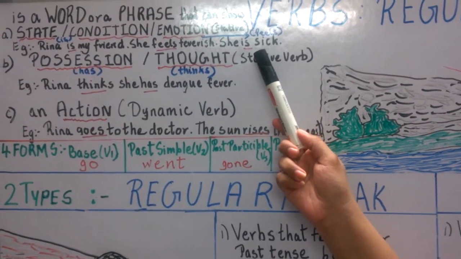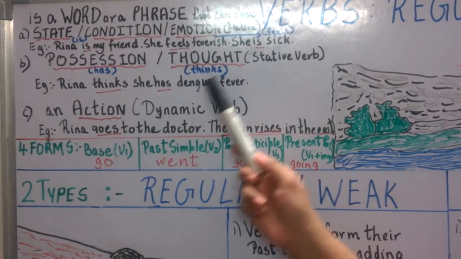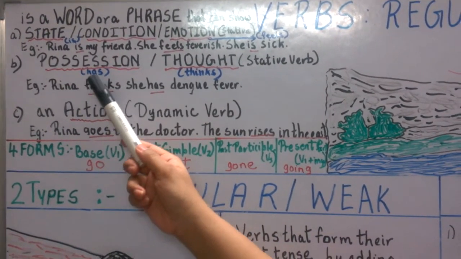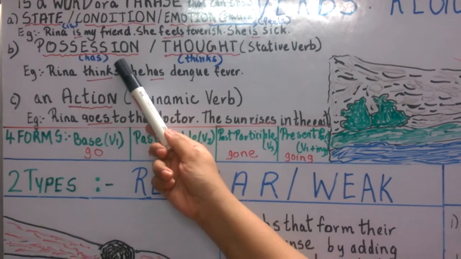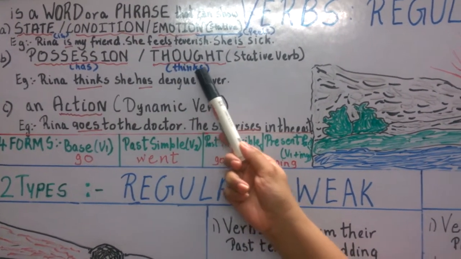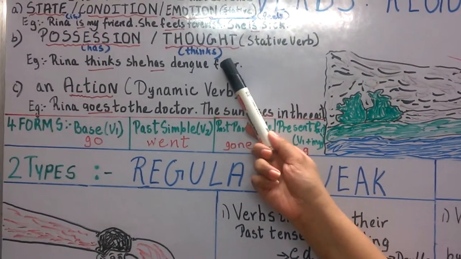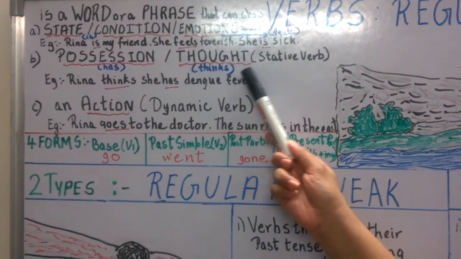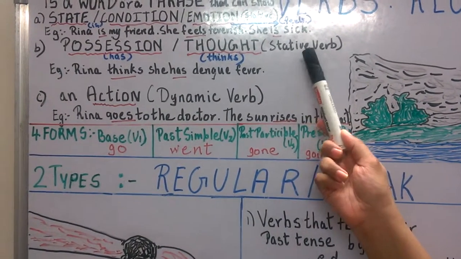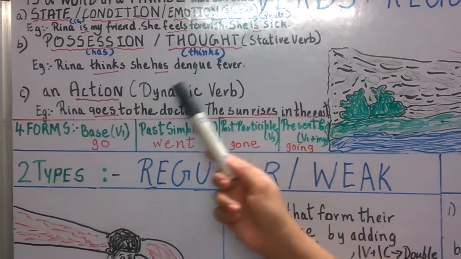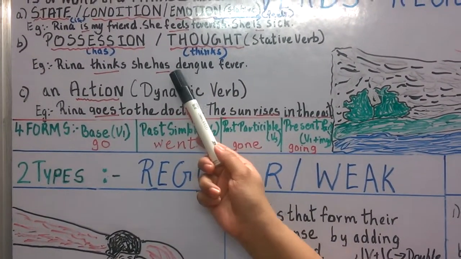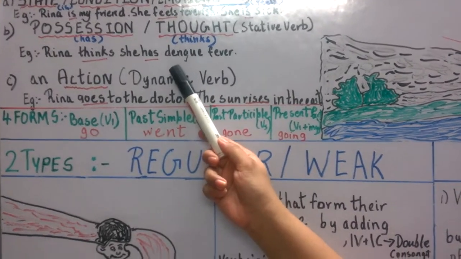Now let us see what are the other types of verbs. Verbs also show possession. It shows what a person or thing has. It also shows thought. It shows what a person thinks. These two are static verbs. For example, Reena thinks she has dengue fever. Thinks shows thought and has shows possession. So it is a verb.